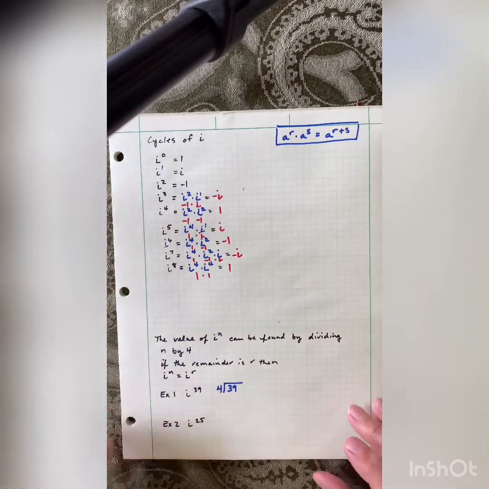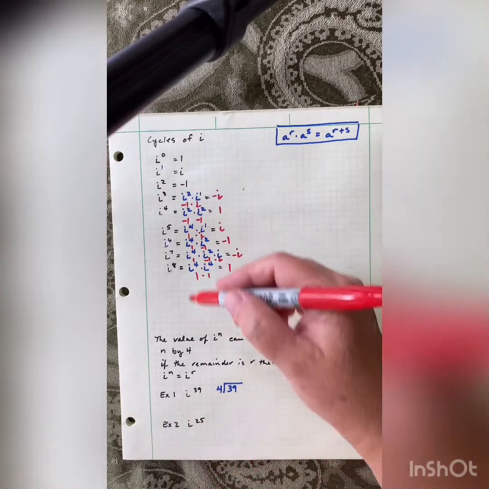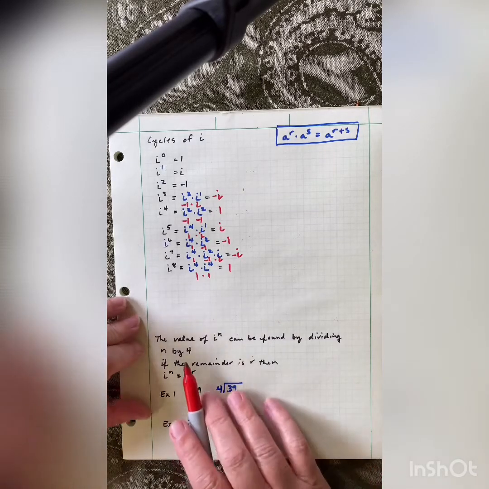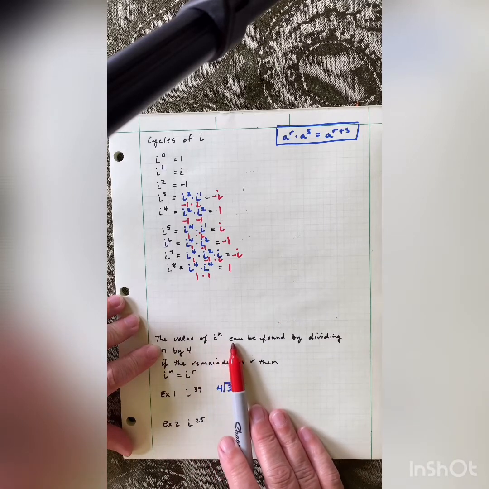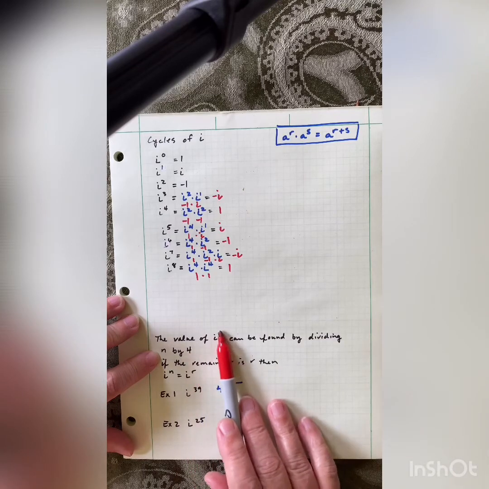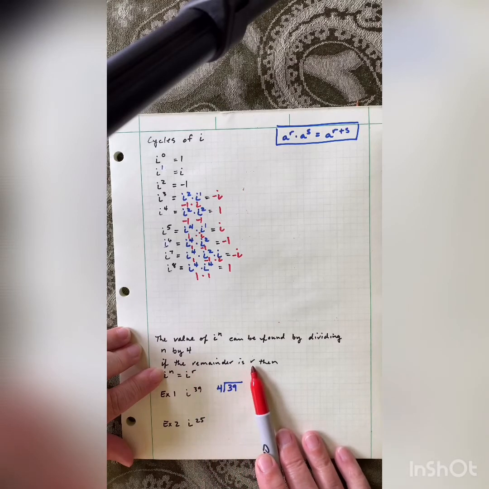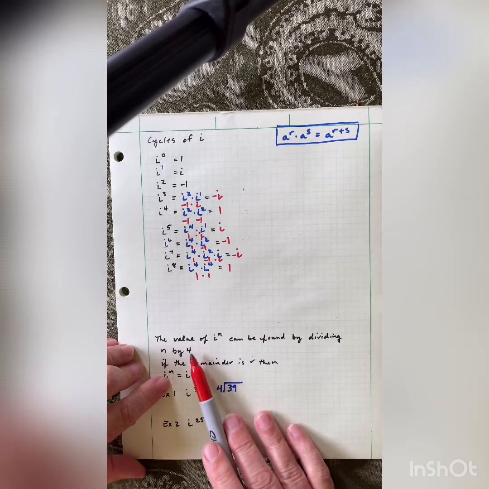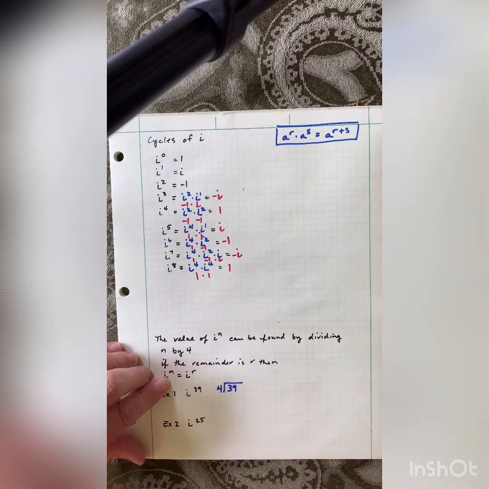So what if I were to ask you, what is i to the 39th? You could write all that out and figure it out, but to save ourselves some time, we have this formula right here that says the value of i to the n can be found by dividing n by 4. Take whatever your exponent is and divide it by 4. If the remainder is r, then i to the n equals i to the r. We're dividing by 4 because every time we did a 4, it was 1.